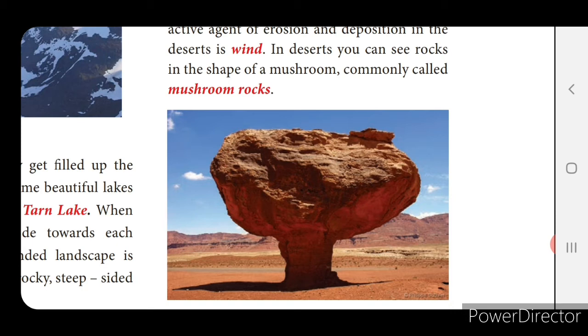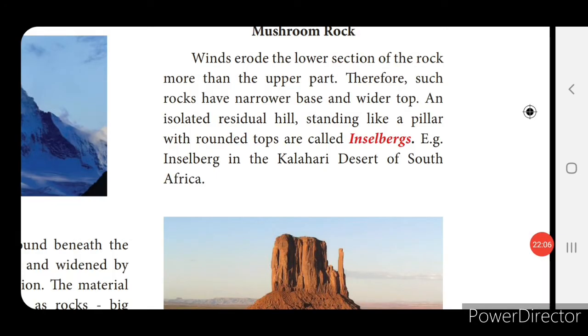The hard rock has a round top, and at the base you have the eroded parts of soft rock, which gives a mushroom-like structure. Because of the erosion and deposition in deserts, we call that a mushroom rock. The next one, inselbergs. Winds erode the lower section of the rock more than the upper part, so such rocks have a narrower base and a wider top. An isolated residual hill standing like a pillar with a rounded top is called an inselberg.